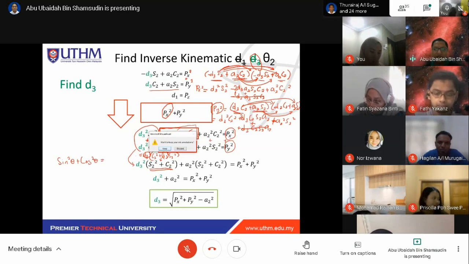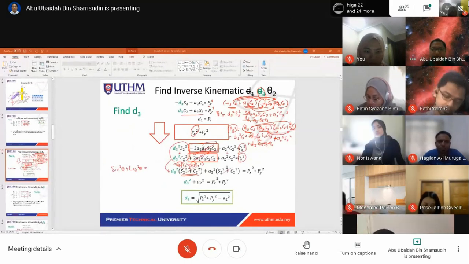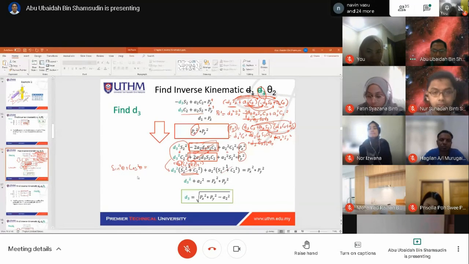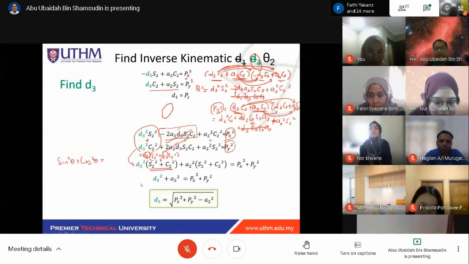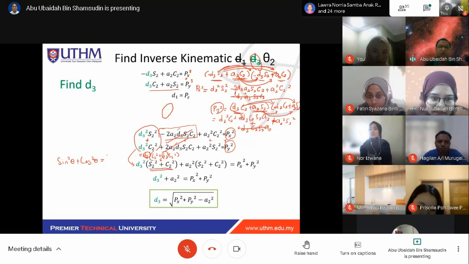Siapa ingat? Nak tanya siapa pula? Let's try. Okay, Nur Suhada. So sin theta powered by 2 plus cos theta powered by 2 is equal to what? Okay, tak ingat lah doktor. Maybe it's a bit hard, but actually the answer is simple. It is equal to 1.